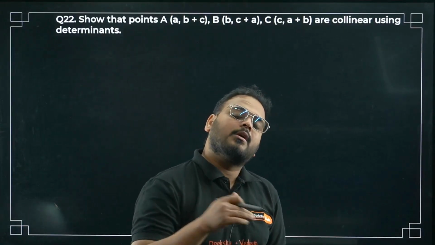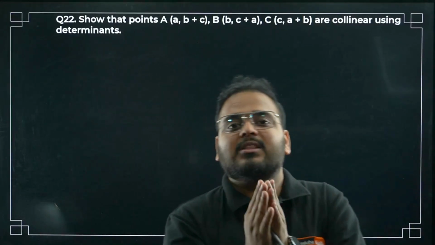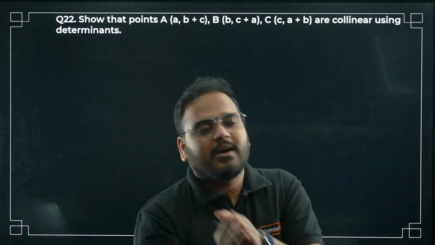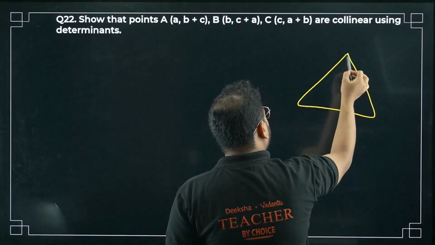How do you prove that any 3 given points are collinear? If I can say the area of the triangle formed by these points is 0, it means the points lie on a straight line. We won't have an edge like this.